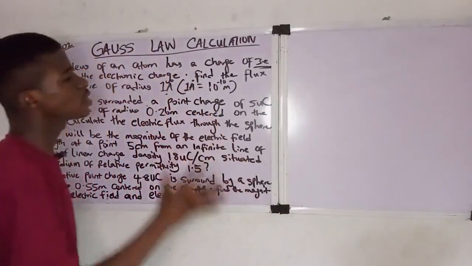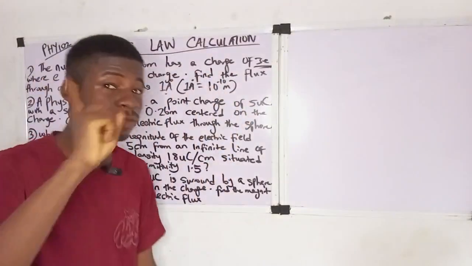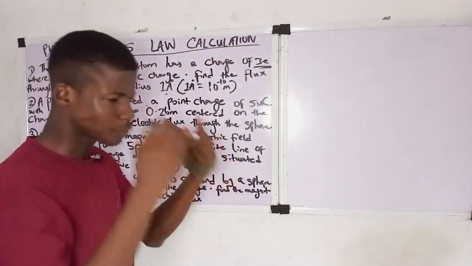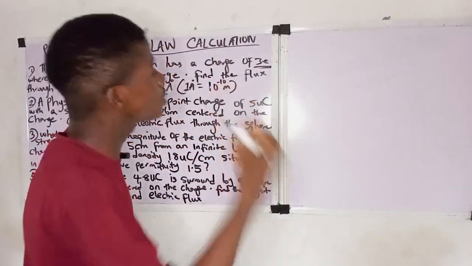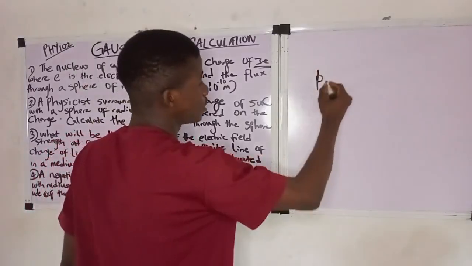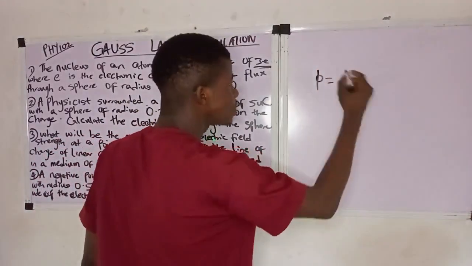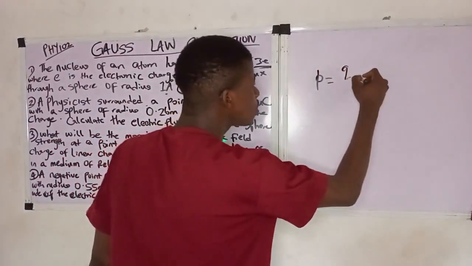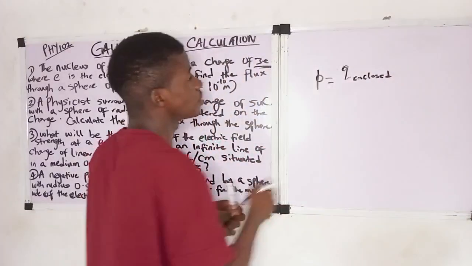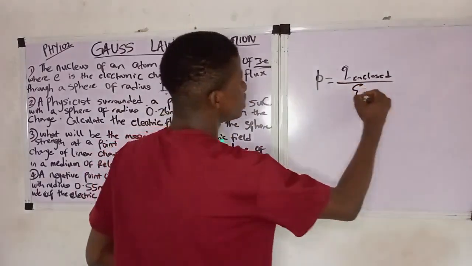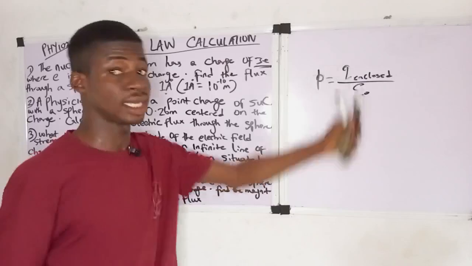Now to solve this question, what are we looking for? We are looking for flux. This question comes from Gauss law. Gauss law tells us that flux is equal to the charge enclosed divided by the permittivity of free space. So this is basically Gauss law.